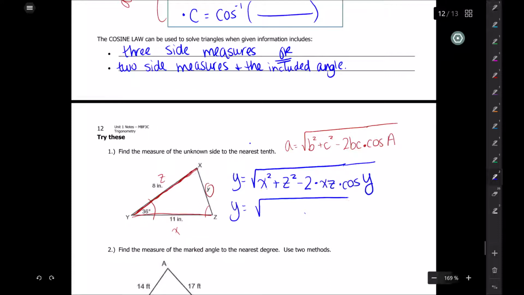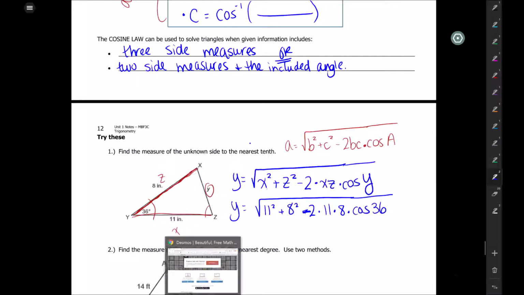So y is equal to the square root of x squared, which is 11 squared, plus z squared, which is 8 squared, minus 2 times x, which is 11, times z, which is 8, times the cosine of y, which is 36 degrees. Okay? Now the nice thing about Desmos is that you can go straight to Desmos and type this in exactly how you see it right here.